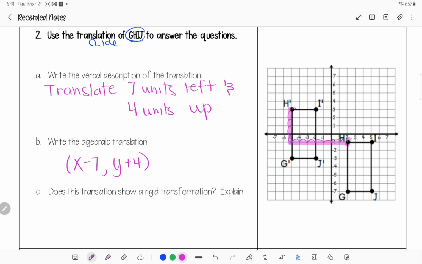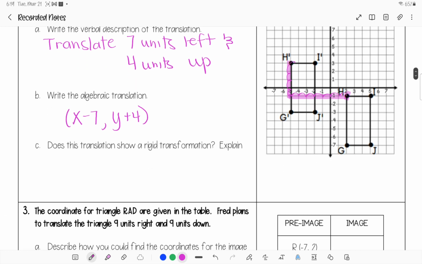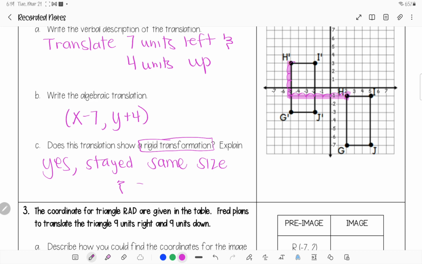So it says, does this translation show a rigid transformation? Now, a rigid transformation is in your vocabulary. That means it stays the same size, same shape. I didn't change the size of this. I didn't change the shape at all. All I did was slide it around. So does it show a rigid transformation? Yes, comma, stayed the same size and same shape.